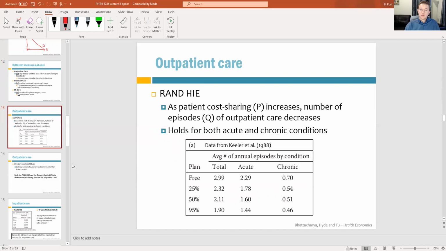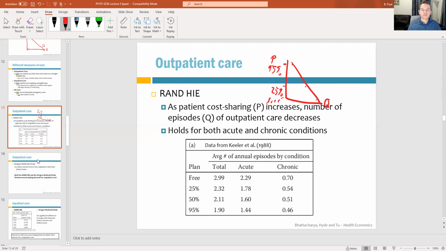So in the Rand Health Insurance experiment, they found that, unsurprisingly, as patient cost sharing increases, so as patients paid for a higher amount of their care, the 95% copayment folks up here, the 25% here, and then down there was where it was free. So as patient cost sharing increases, the number of episodes of outpatient care decreased. So that's going to be something along these lines. At these really high prices, the quantity is way back here.